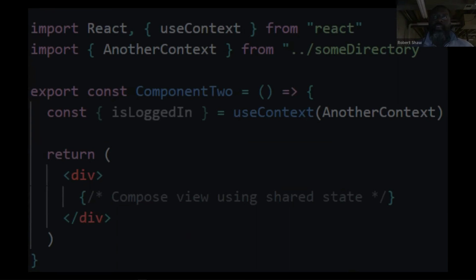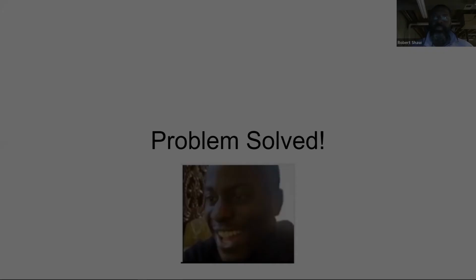And then you have the component 2, where it's only concerned about the is logged in value. And now it'll only re-render when the is logged in value from this particular context is updated. And then you can have the shared context for the other component, it'll update accordingly. Problem solved, right? Not quite.